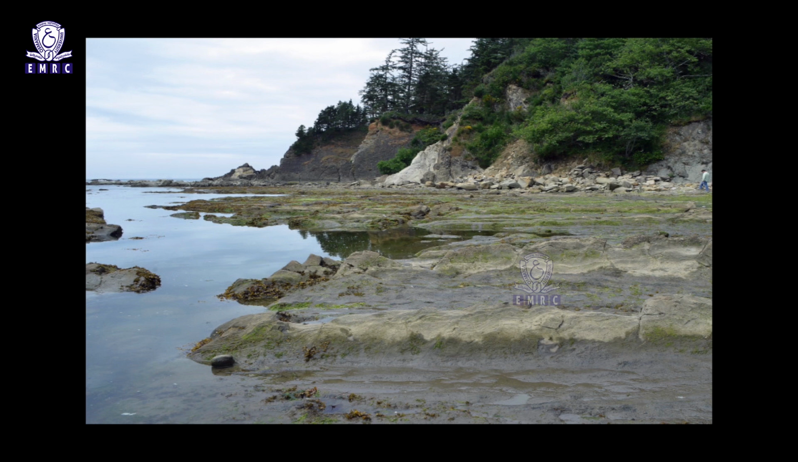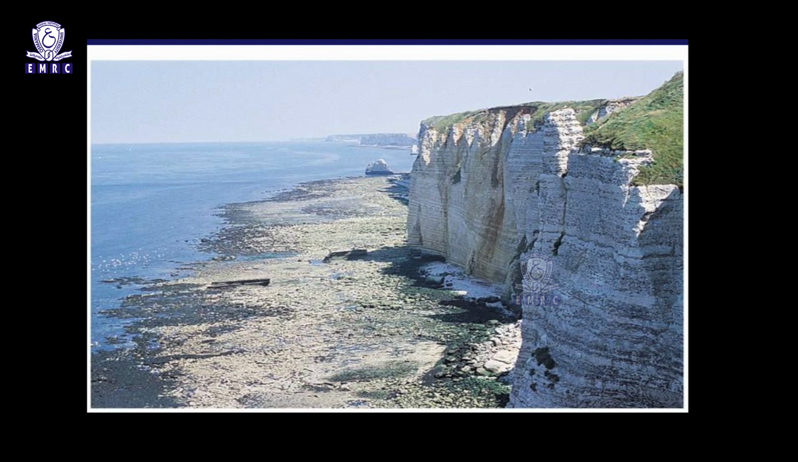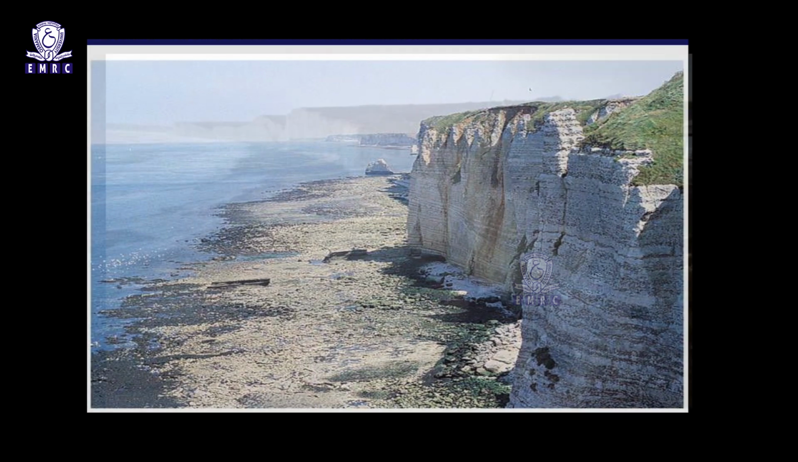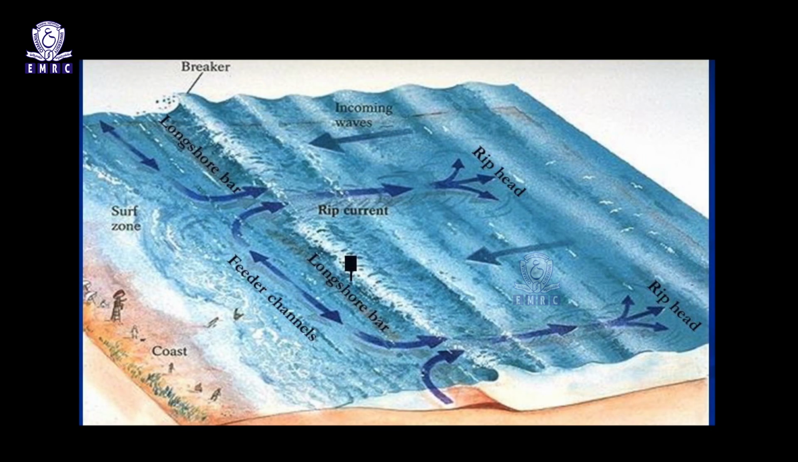Wave cut platforms are formed where cliff recession is active under the impact of erosion of the cliff base by uprushing breaker waves and effective removal of eroded materials by backwash or undertow currents. Extensive wave cut platform develops where the rocks are least resistant to wave erosion.